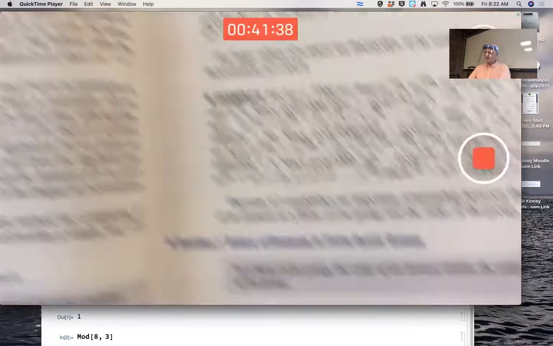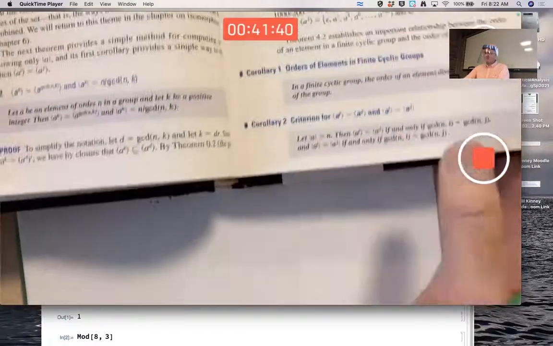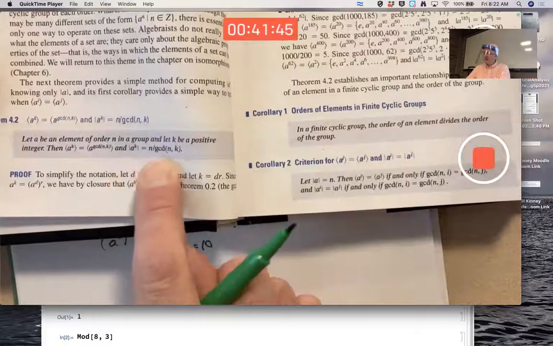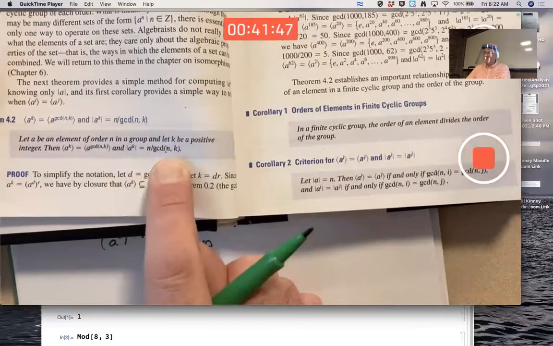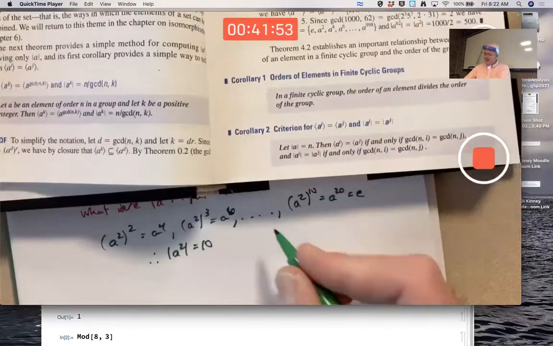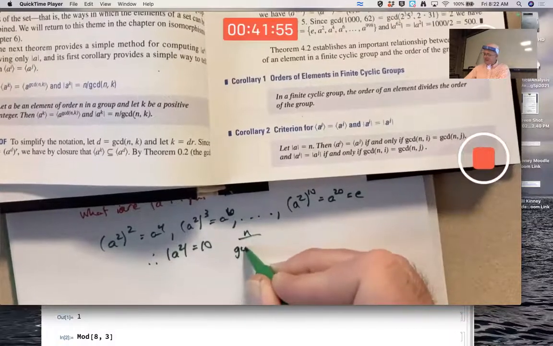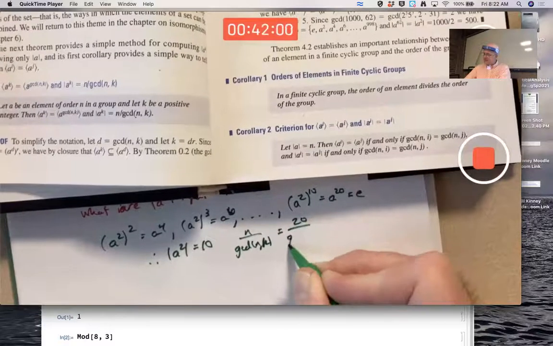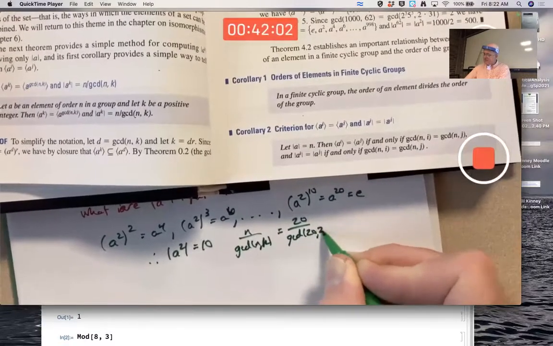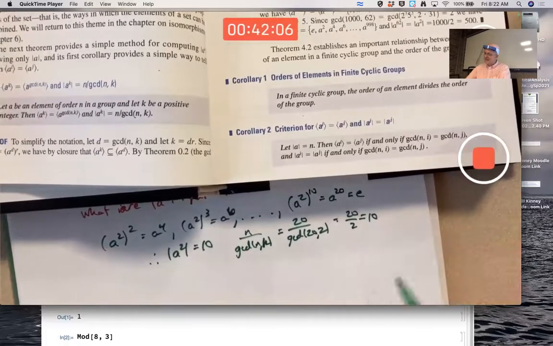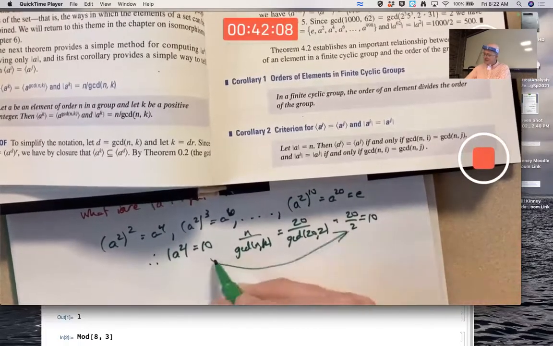Okay, does it match what this theorem says? We just figured out the order of a squared, so k is 2. What's the GCD of 20 and 2? That's 2. N divided by the GCD of n and k here is 20 divided by the GCD of 20 and 2. 20 divided by 2 is 10. Yay, they match.